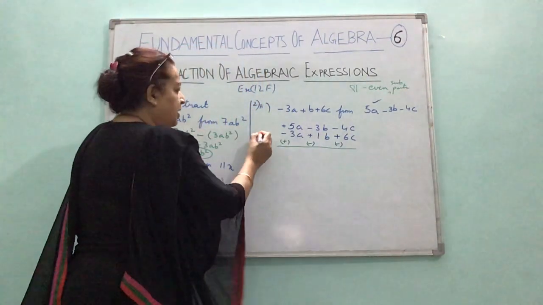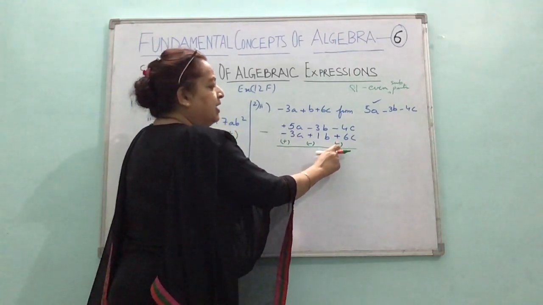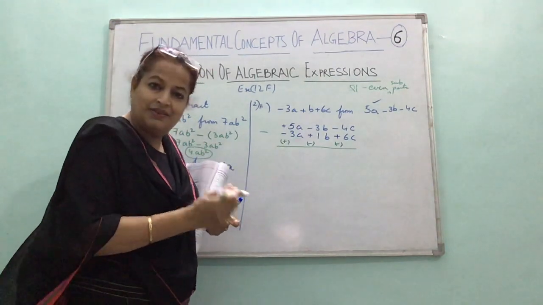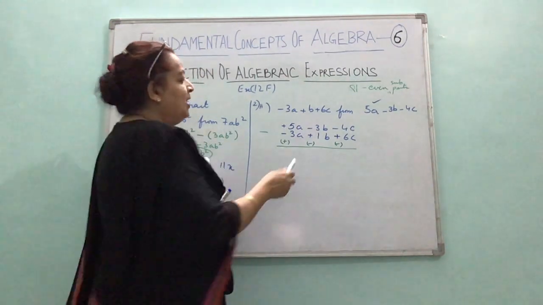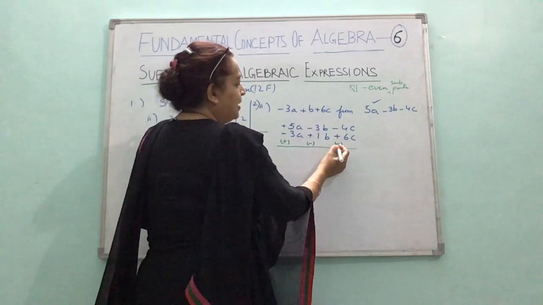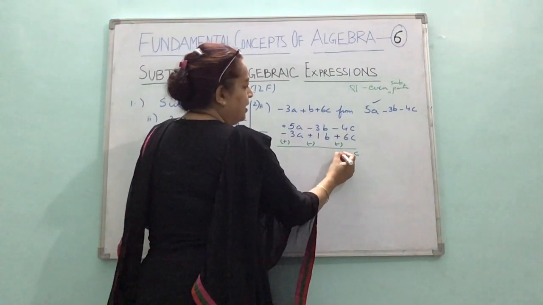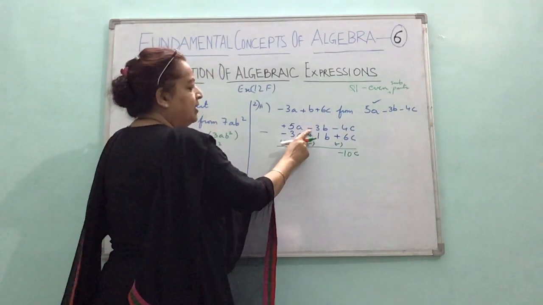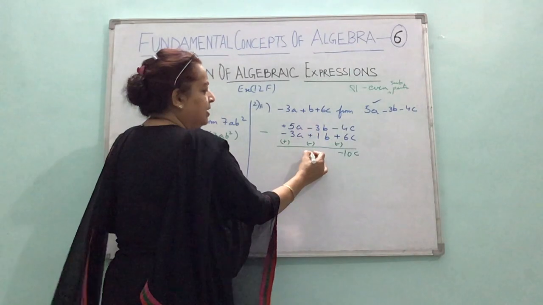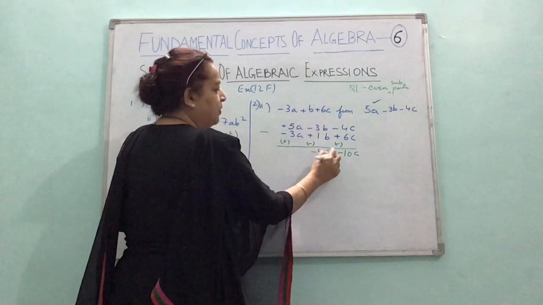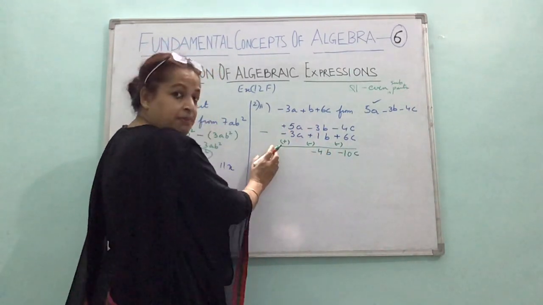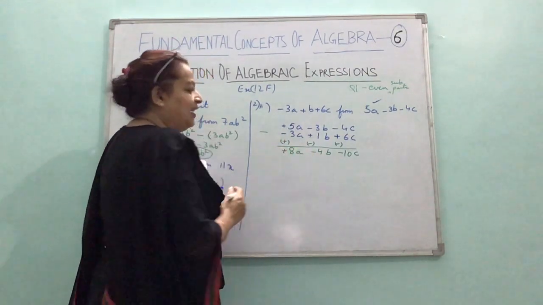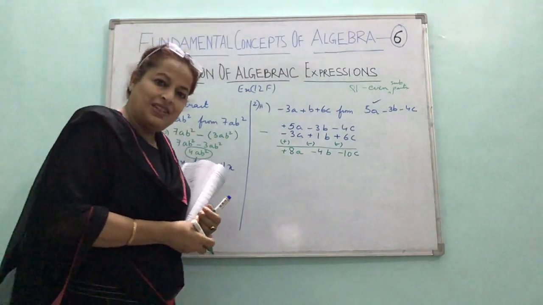Now we are subtracting, right? This is the changed sign you are going to take, and we will just add by changing the sign. So it is minus 6 and minus 4, it is minus 10. Same sign you always add. Minus 1, minus 3, it is minus 4, literal coefficient same. Plus 5 and plus 3, plus 8e. This is how you subtract.